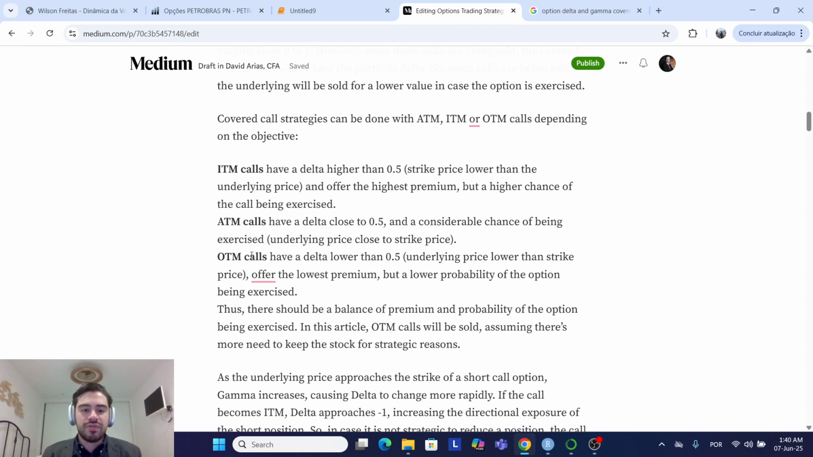Out of the money calls offer the lowest premium, but they have the lowest probability of the option being exercised because they just have the time value. They don't have intrinsic value, which is different from in the money calls. Because here you have intrinsic value and time value, so there's a higher premium, but a higher chance of the call being exercised.